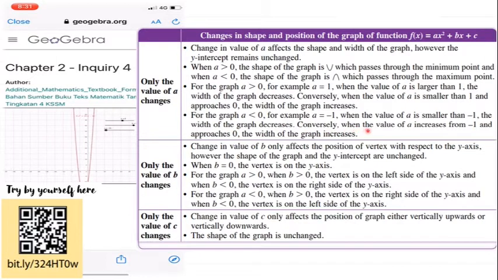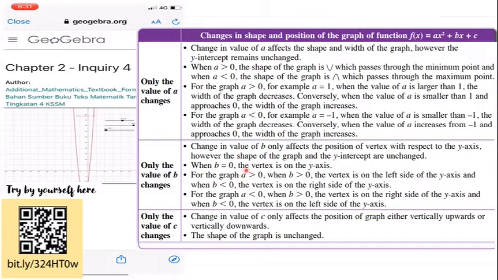Conversely, when the value of A increases from negative 1 and approaches 0, the width of the graph increases. If the value of B changes, the second row, the change of the value of B only affects the position of the vertex with respect to the y-axis. However, the shape and the y-intercept are unchanged.